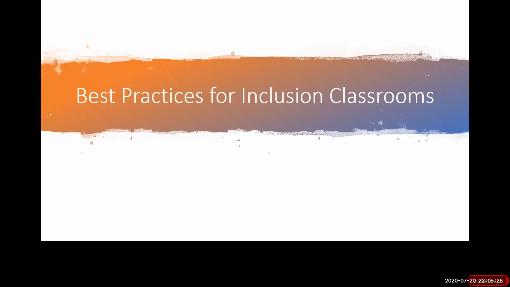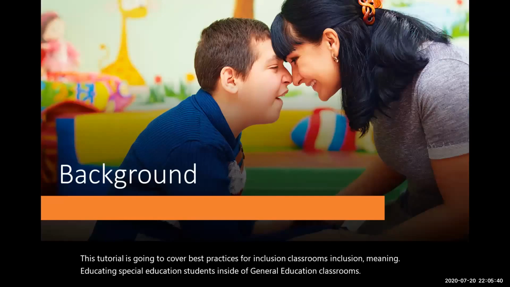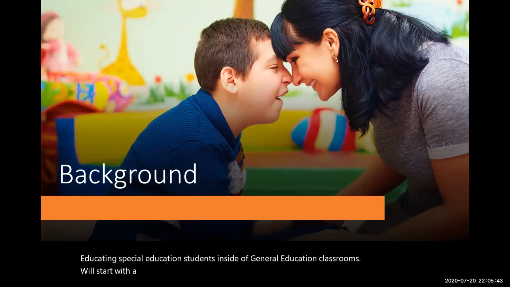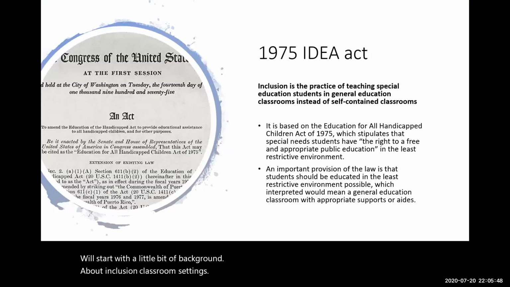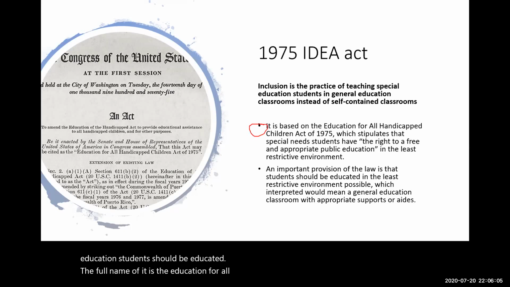This tutorial is going to cover best practices for inclusion classrooms. Inclusion meaning educating special education students inside of general education classrooms. We'll start with a little bit of background about inclusion classroom settings. The 1975 IDEA Act was the first time that Congress passed a law stating how and when special education students should be educated. The full name of it is the Education for All Handicapped Children Act of 1975.